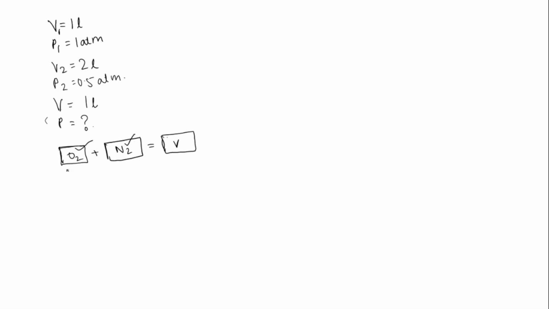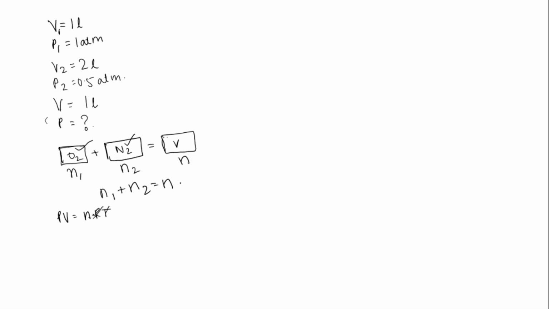So we'll take the number of moles of oxygen as N1 and of nitrogen we'll take N2. So the total number of moles will be N, so N1 plus N2 will be equal to N. We know PV is equal to nRT. Temperature is constant, and the gas constant is also constant.